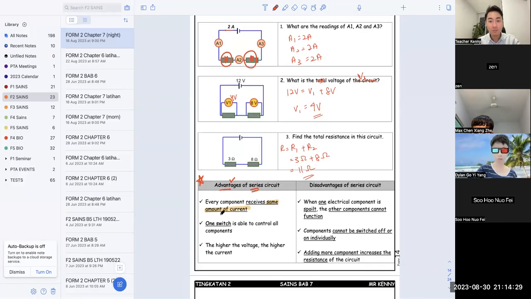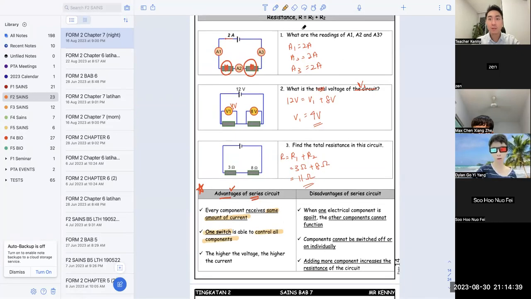Next up. Good thing is one switch can control all components. Highlight. One switch control all the components. Meaning, let's look here. When I arrange things in a series circuit, if I put a switch over here, when I close the switch, close means connect, got electricity. Okay. When I close the switch means I turn on. All right. This light all will light up. If I turn it off, everything will switch off.